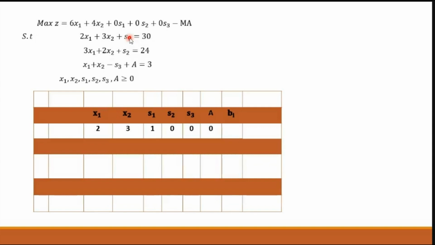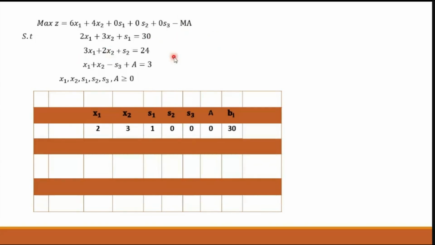A is also not there, and BI is equal to 30. Okay, just like the same procedure what we have done for the simplex method. Only thing, we have to add an artificial variable and give the cost as minus M, where M is very large. That is why this method is called the big M method.